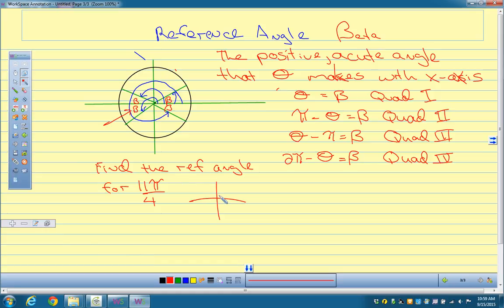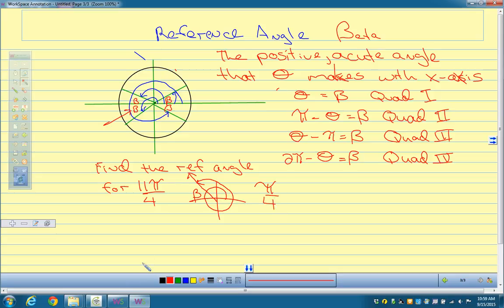Oh, very good. Okay, because 11 pi over 4, I'm going to start here. I'm going to go around, that's 8 pi over 4, plus 3 pi over 4 more. Okay, so you're at 3 pi over 4, but you still want this angle here, which I'll call beta. If it's 3 pi over 4 to here, how much more is it to get to pi? If this is 3 pi over 4, what's this angle right here? Pi over 4, okay? So the reference angle is just pi over 4.